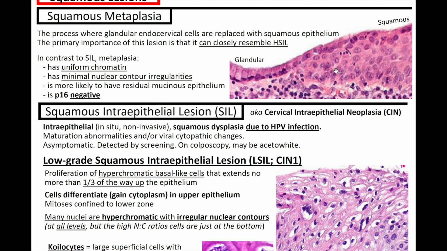So you can see here on the left, we have glandular cells turning into squamous, losing that mucin that you would see in the glandular mucosa. And the squamous epithelium has very light chromatin. It doesn't look dysplastic, so this is a benign process and it's metaplasia, not dysplasia.